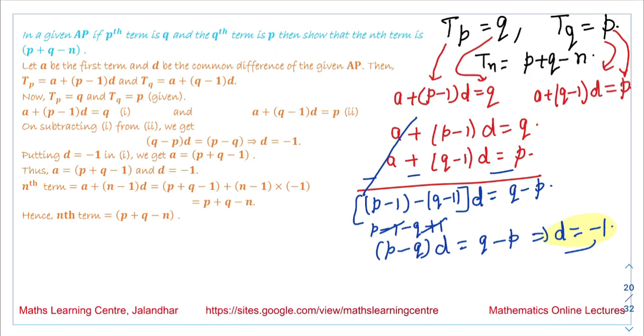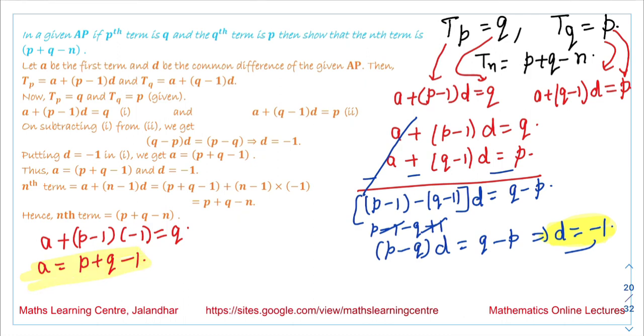So if we substitute these values in the first equation, we get a plus (p minus 1) into d, that is equal to q. So the value of a we get is equal to p plus q minus 1. So we have these values over here, that d is equal to minus 1 and a is equal to this.